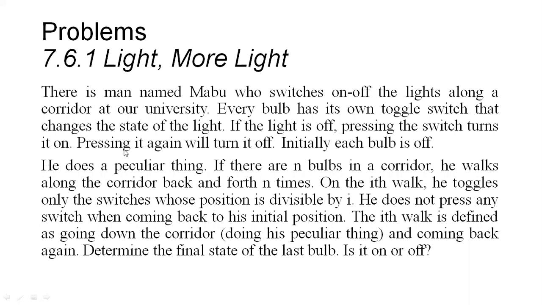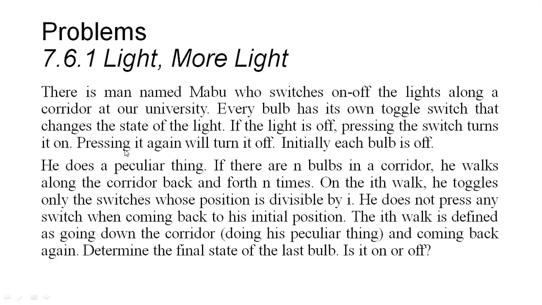So there is a man named Mabu who switches the lights on and off along a corridor at our university. Every bulb has its own toggle switch, which changes the state of the light. If the light is off, pressing the switch turns it on. Pressing it again will turn it off. Initially, each bulb is off. So in one university corridor, the light is there, and the switch is like a toggling switch. If it is on and you toggle it, it will go off. Again you toggle it, it will go on. Simply you have to press it.